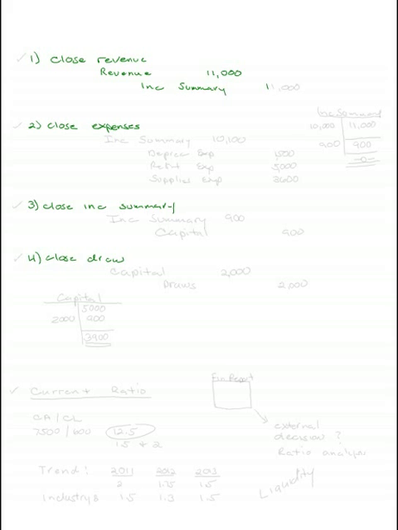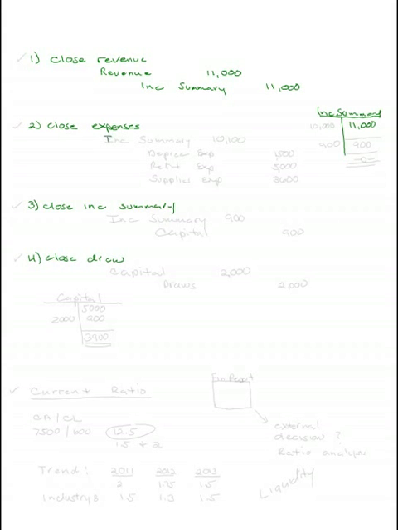And you can see revenue just went to 0. And income summary now exists and it has revenue in it. Income summary has $11,000. I transferred it out of the revenue account and into income summary. Let's close our expense accounts.